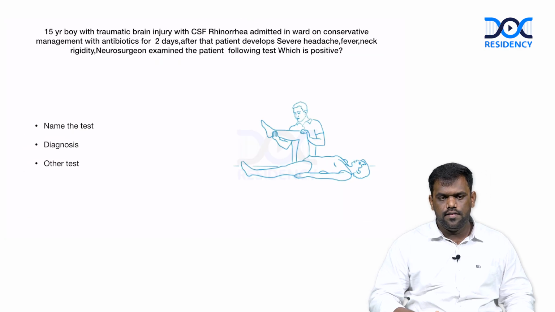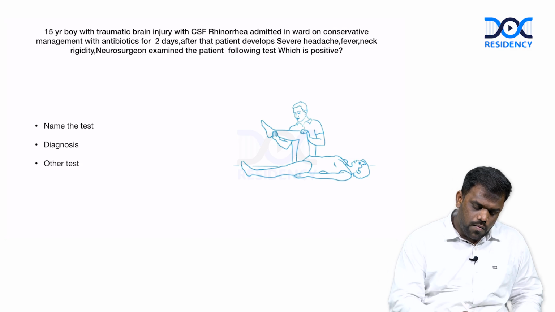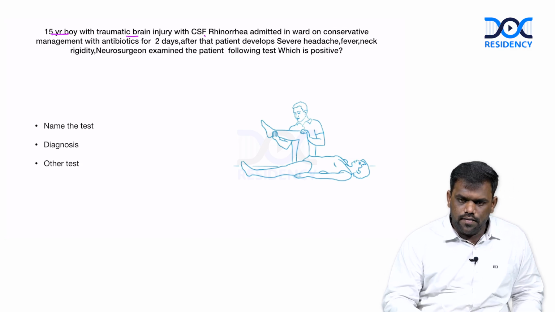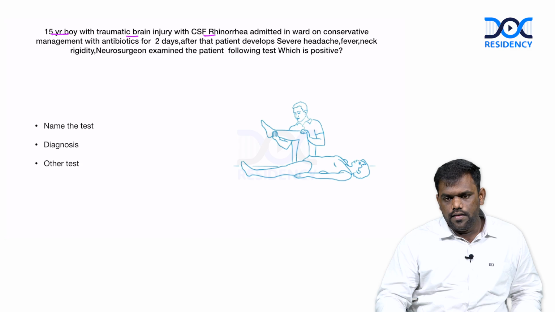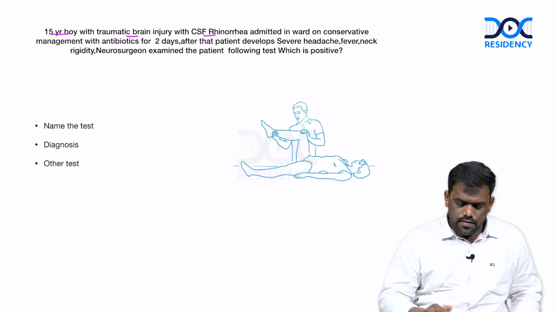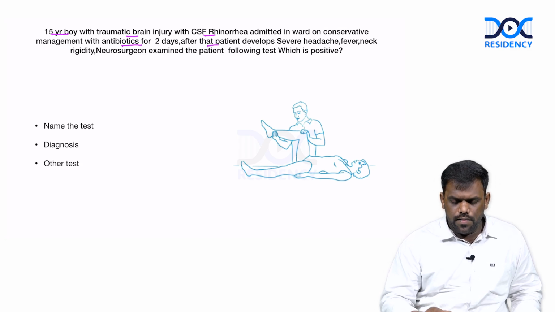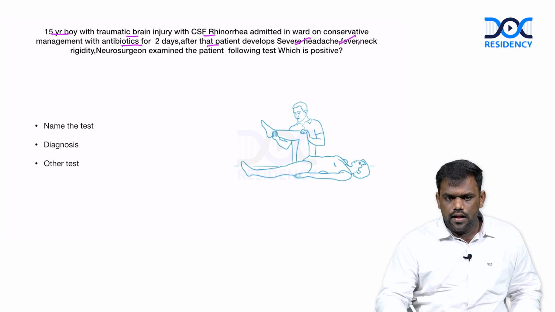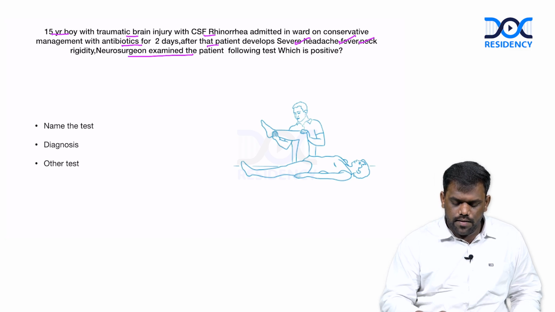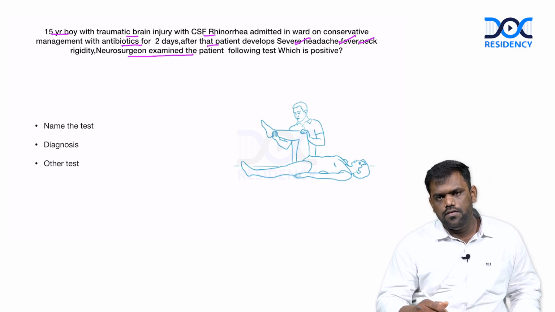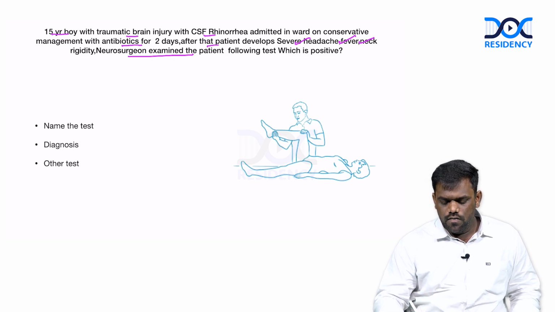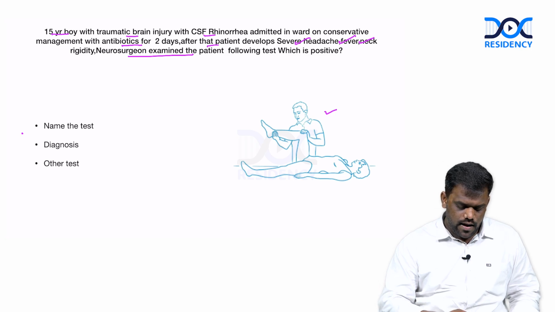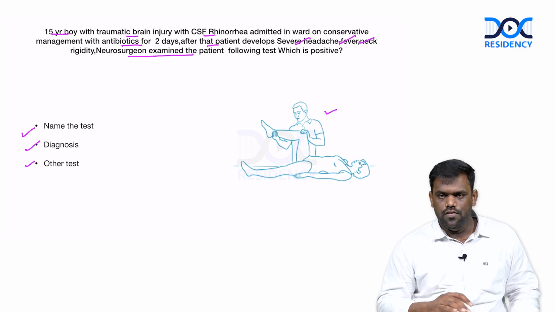Next, a 15-year-old boy with a traumatic brain injury presents with CSF rhinorrhea. He is admitted to the ward for conservative management with antibiotics for 2 days. After that, the patient suddenly develops severe headache, fever, and neck rigidity, and the neurosurgeon examines the patient, and the following test shows a positive result. So what test is he doing, what is the diagnosis of the patient now, and what are the other tests to elicit this diagnosis?